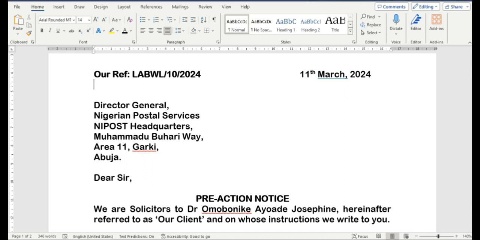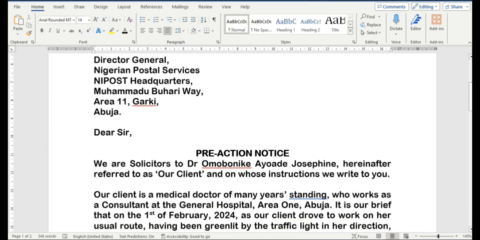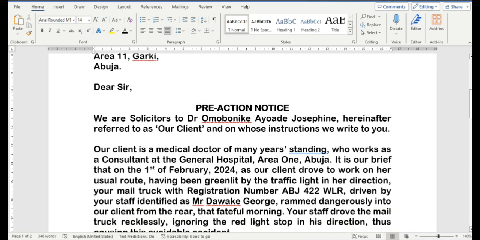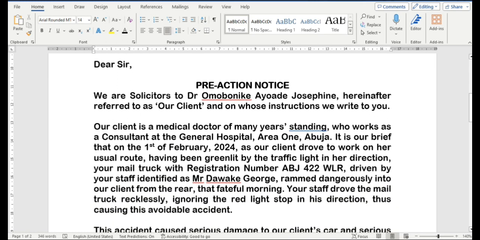Mobonike Ayuade Josephine, hereinafter referred to as our client and on whose instructions we write to you. Our client is a medical doctor of many years standing who works as a consultant at the General Hospital Area 1, Abuja. It is our brief that on the 1st of February 2024, as our client drove to work on unusual routes, having been green-lit by the traffic light in our direction, your mail truck with registration number ABJ 422WLR, driven by your staff identified as Mr. Dawaki George, rammed dangerously into our client from the rear that fateful morning.